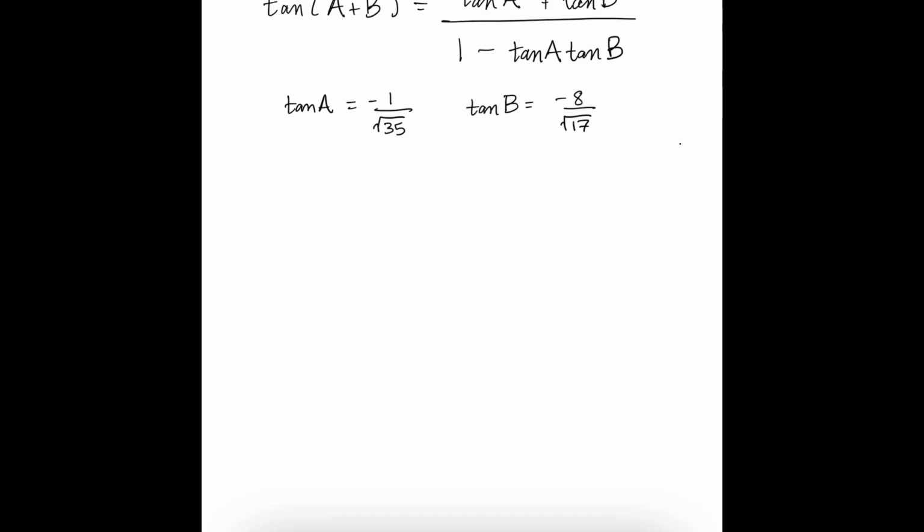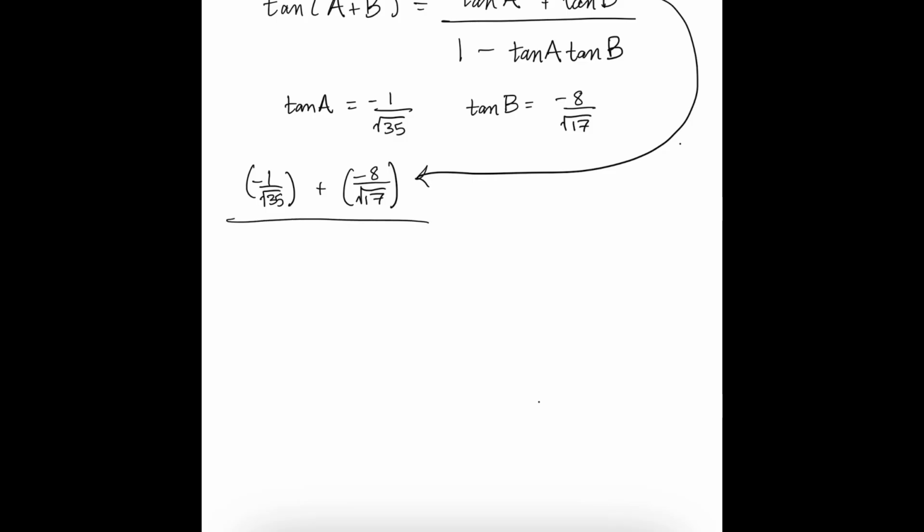So using substitution with the general formula gives us negative 1 over square root of 35 plus negative 8 over square root of 17. So that's just substituting here for the numerator. And then all of that over 1 minus, and the product of these two negative fractions is going to be a positive fraction. So I'm just going to go ahead and evaluate that right away. So negative 1 times negative 8, so 8 over the square root of 35 times the square root of 17.